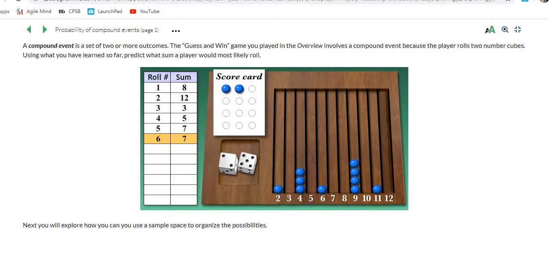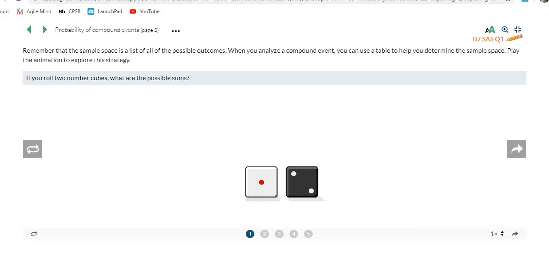So, a compound event is where you have 2 or more things happening at the same time. This activity was a compound event. What was compound about it? How many objects did we use? 2. 2 what? Dice. It made it a compound event because I had 2 dice. If I rolled 1, that's not a compound event, just one thing that's happening. Alright, so I have 2 dice on the board. Is that a compound event or just an event? Compound because there's 2 of them.